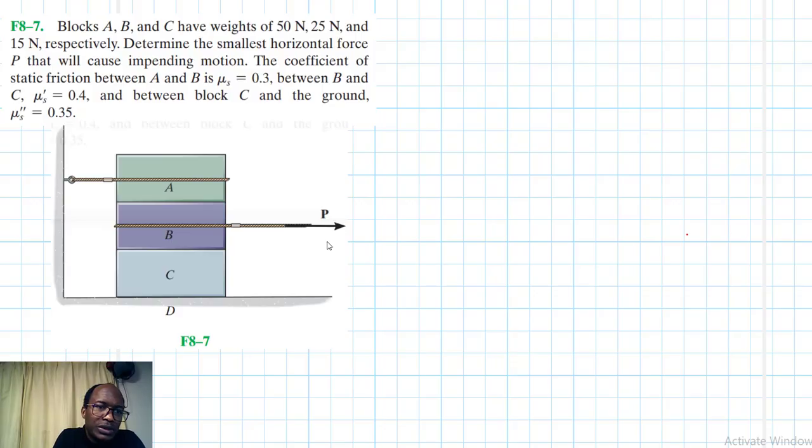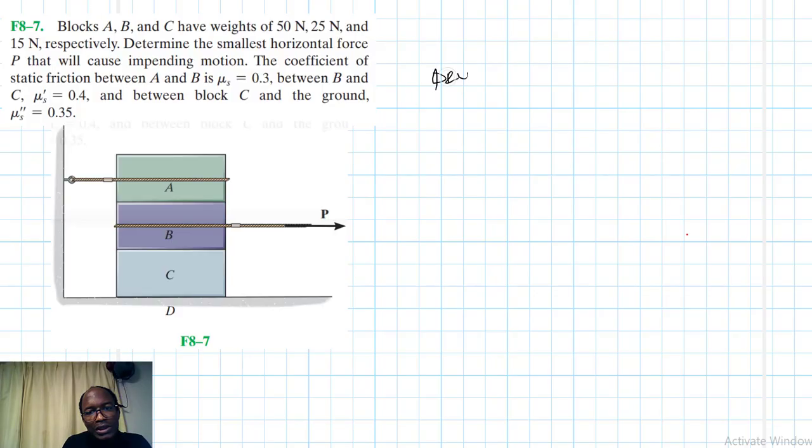The problem reads: blocks A, B, and C have weights of 50 newtons, 25 newtons, and 15 newtons respectively. Determine the smallest horizontal force P that will cause impending motion. The coefficient of static friction between A and B is mu s equal to 0.3, between B and C mu prime s equal to 0.1, between block C and the ground mu double prime s equal to 0.35. This problem is coming from the Engineering Mechanics Statics textbook, 13th edition by R.C. Hibbeler.